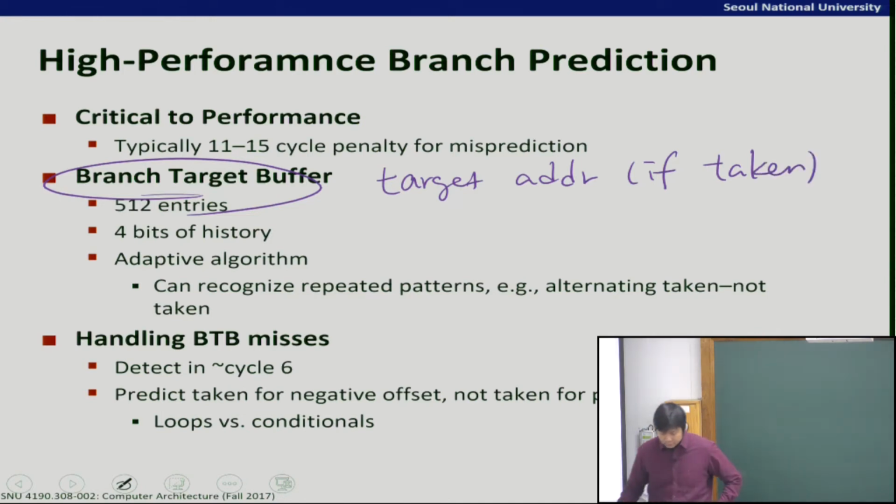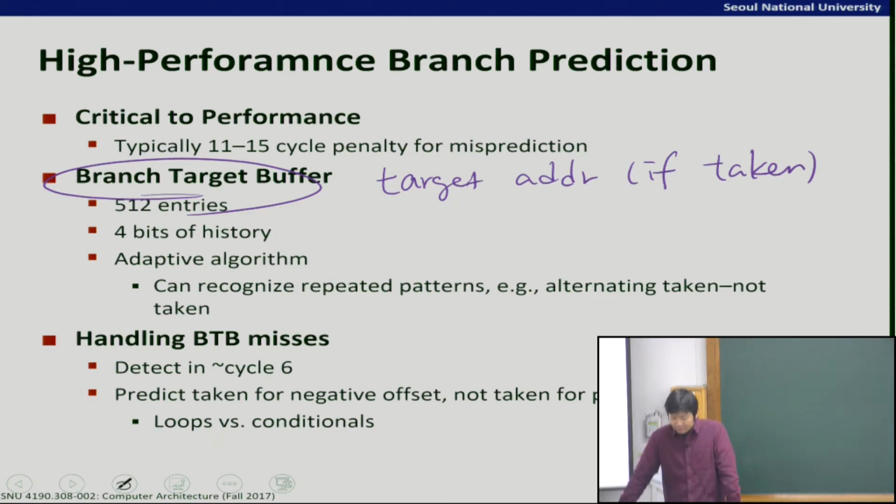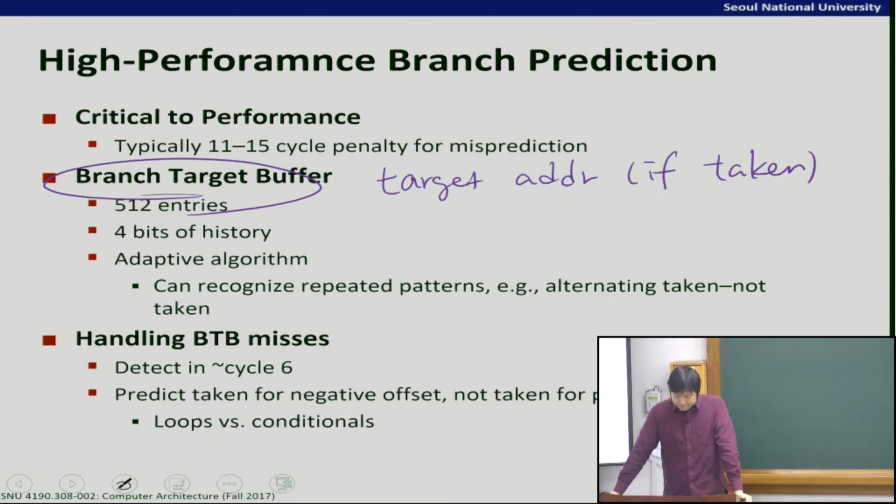Okay, so the branch target buffer has 512 entries, 4-bit history, and an adaptive algorithm. It recognizes repeated patterns. If it's taken, not taken, taken, not taken, then the following branch is predicted to be taken because it is alternating. So it can repeat some sophisticated patterns. If a branch target buffer miss happens, it's detected in about cycle 6, the 6th stage.